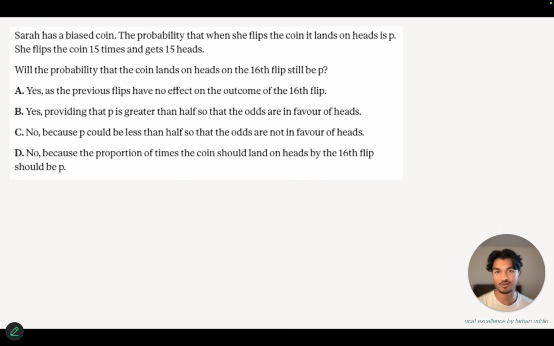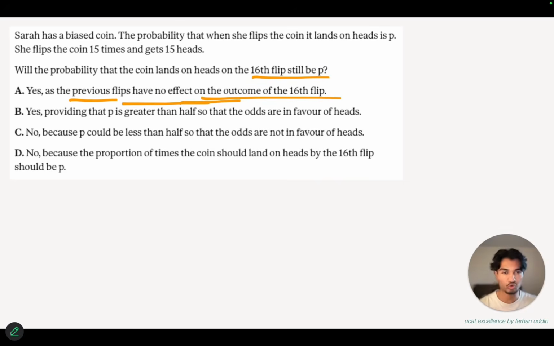So the point of this question is to test your understanding of probability, and to see if you fall into the common assumptions and traps of thinking that just because you've got 15 heads out of the 15 times that you flip the coin, that somehow on the 16th one, the probability is going to change. It's like a gambler's fallacy, if you will. So with that in mind, on the 16th flip, it is still going to be exactly the same because the previous flips have no effect on the outcome of the 16th flip.